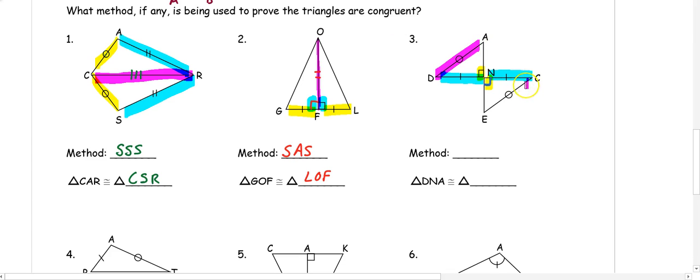Now we have to be careful here because I have 2 sets of sides, but this is not a side angle side problem because the angle is not between the 2 sides. So instead, my only other option would be hypotenuse leg, because side side angle is not a method to prove that triangles are congruent. So this has to be hypotenuse leg because it has a right angle. Otherwise, we couldn't prove the triangles were congruent. And then we have triangle DNA is congruent to triangle CNE.